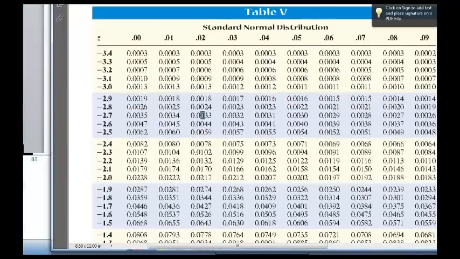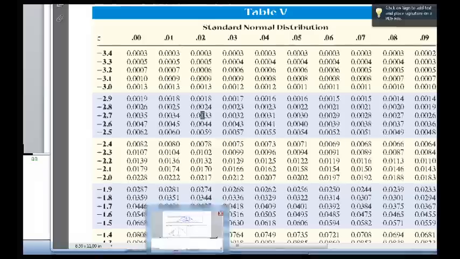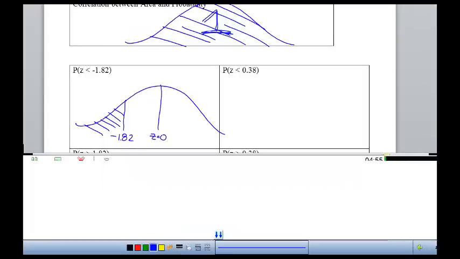So I would go to my table. I'm going to go down to minus 1.82. Here's minus 1.8. I'm going to go until I'm beneath the heading for 0.02. See, that's 0.02 right there. You see that? And so it tells me that the area to the left is 0.0344. And that's my probability, equals 0.0344. Is that what I said? Okay, good. Not so bad, right?